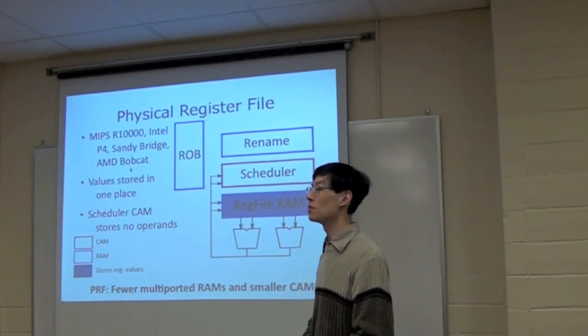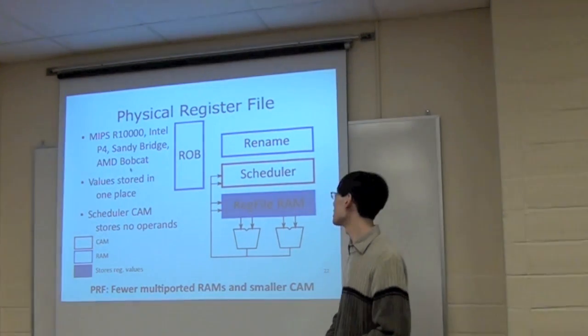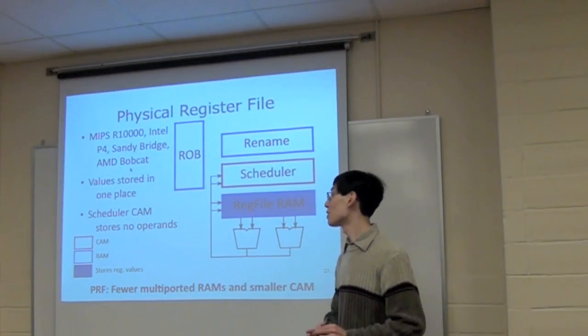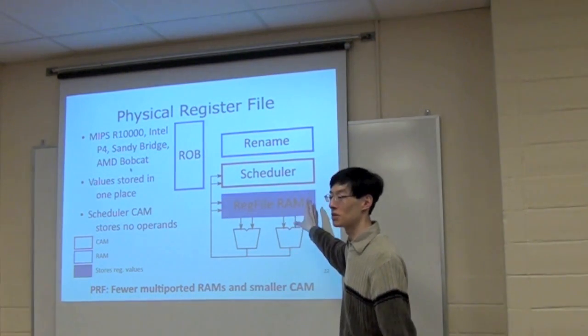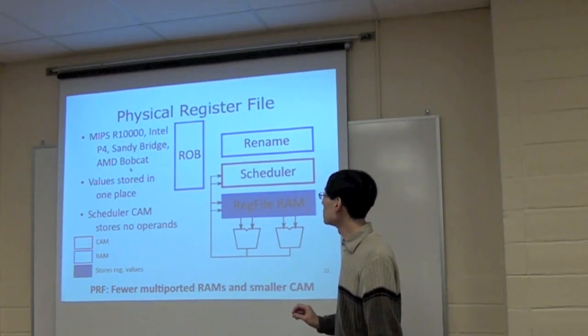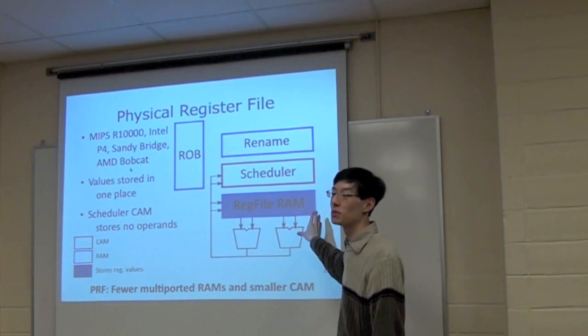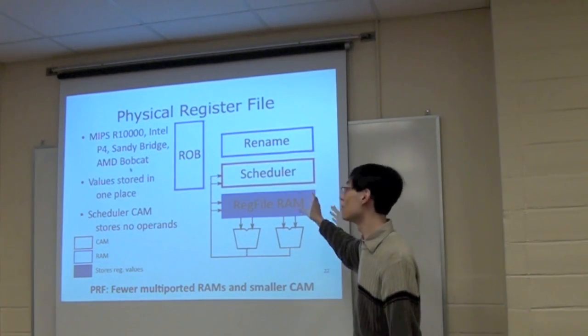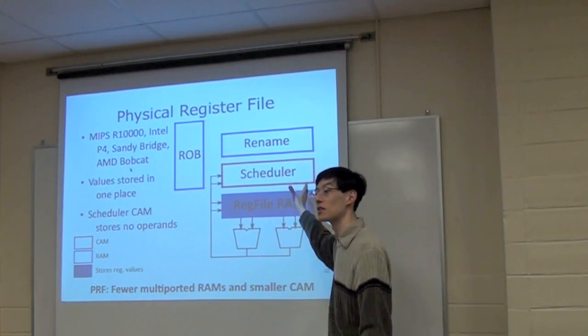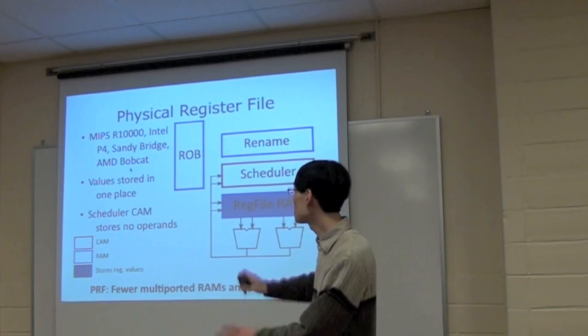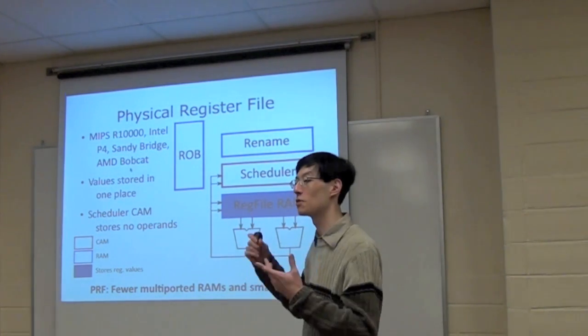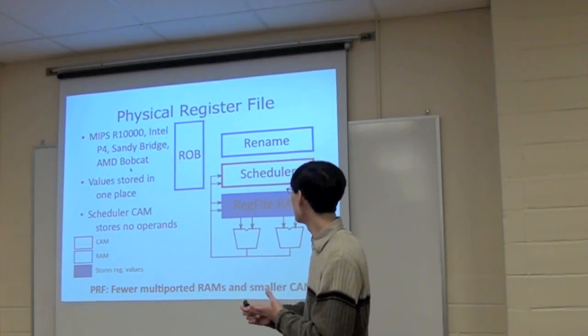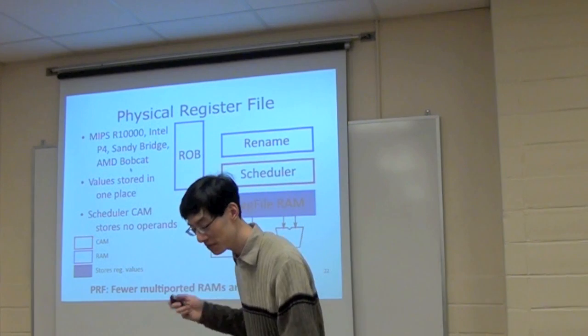Some processors have used what's called the physical register file organization, which only stores operands in the physical register file. The advantage of this is that there is only one multi-ported RAM. And also, the scheduler, which still has to be a CAM, no longer stores operands, which makes it much smaller. So we prefer this organization because it has fewer multi-ported RAMs, and it makes the CAM smaller.